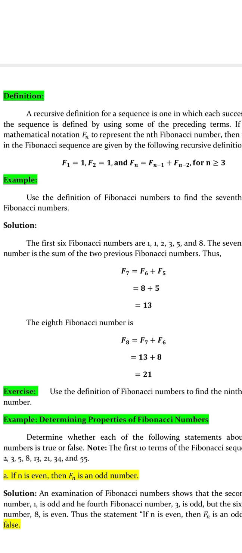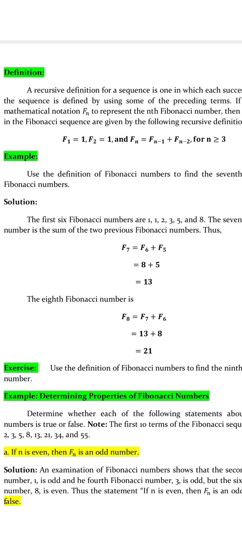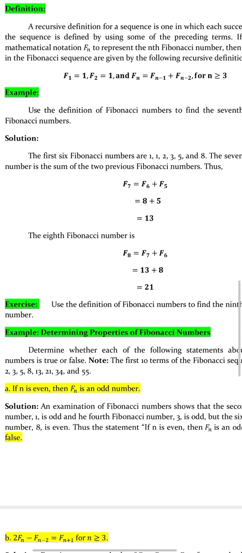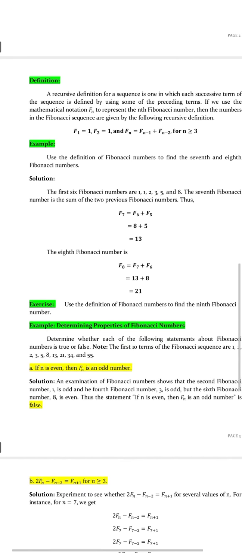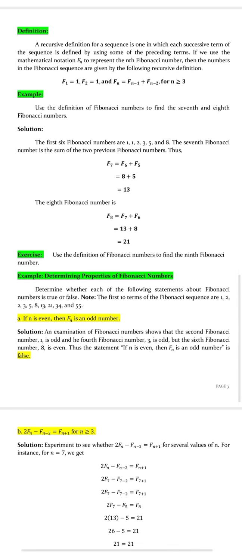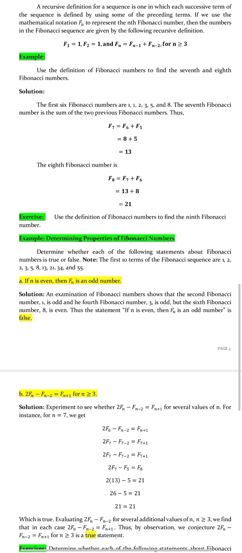Same process, you can get the 8th Fibonacci number by adding the 7th and the 6th Fibonacci numbers, which are equal to 13 and 8. So 13 plus 8 is equal to 21. So you have this exercise: use the definition of Fibonacci numbers to find the 9th Fibonacci number. You already have the idea for the recursive formula of the Fibonacci numbers, so magiging madali na lang po para kunin nyo yung pang-9 na Fibonacci number.